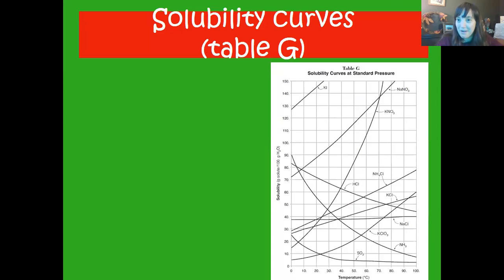Now, we've got a reference table that shows us how solubility is affected by temperature. And these are called solubility curves at standard pressure, which is 1 atmosphere. So you can see on the y-axis here, we have how many grams of solute you can dissolve, and then the x-axis is temperature. So like at 25 degrees Celsius, that's room temperature, I can dissolve about 10 grams of this thing, which looks like potassium chlorate. Also, it looks like I can dissolve about 10 grams of this thing, which is sulfur dioxide.